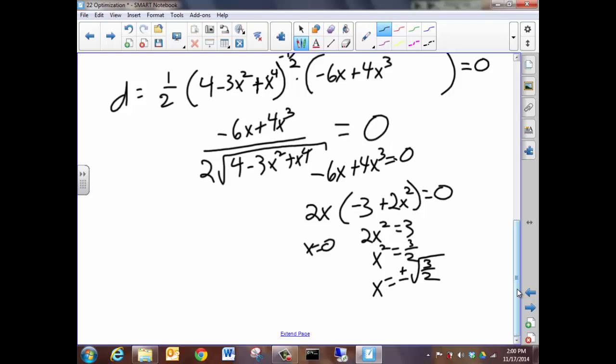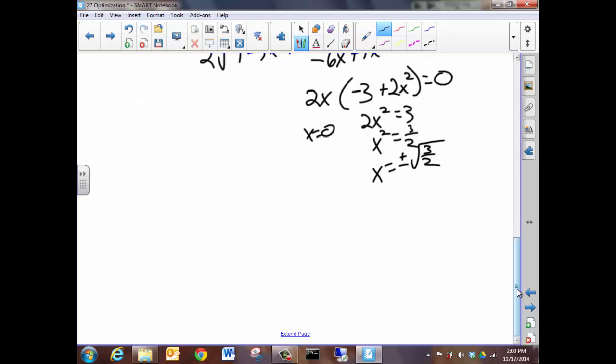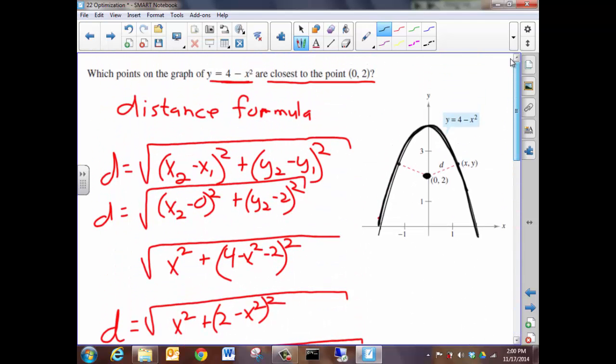Does that mean we have 3 minimums? Nope. That's a bummer. We need to do a sign line, don't we? Do we have to do a sign line here, people? What would happen if we just plugged it back into this original thing? Well, this original thing or this original thing?